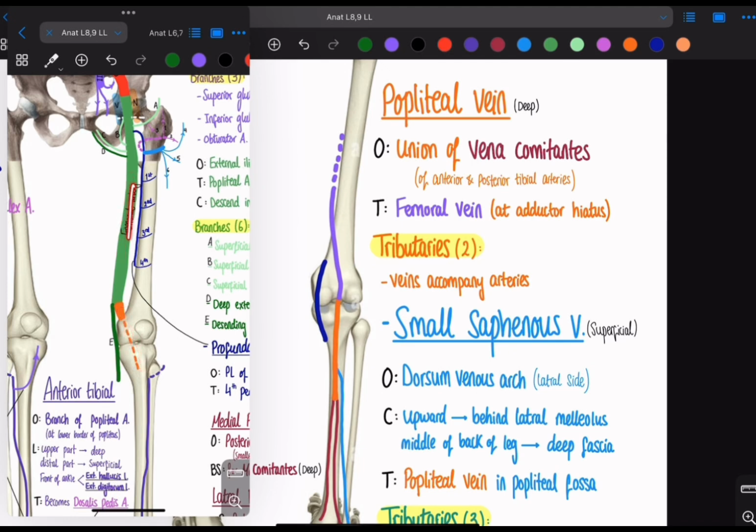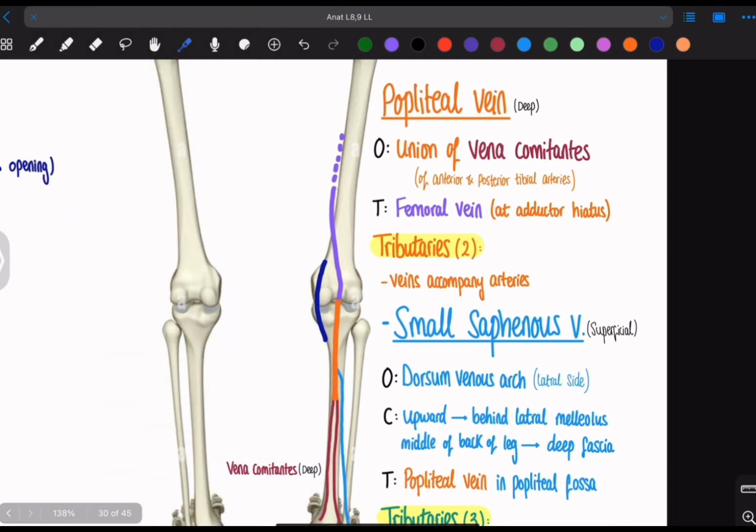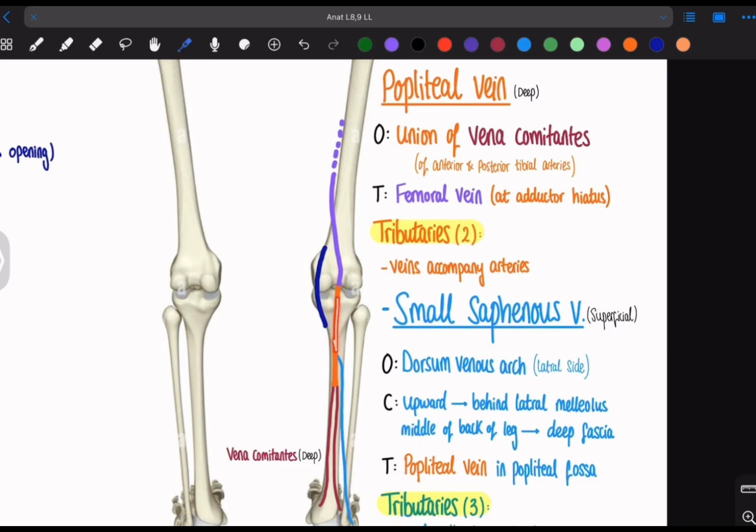When we said the femoral artery changed to popliteal artery, we said it was where? It was at the adductor hiatus. So the same exact site is going to be for the veins. The popliteal vein is going to change into, or terminate into, femoral vein at the adductor hiatus. Okay? What are the branches?